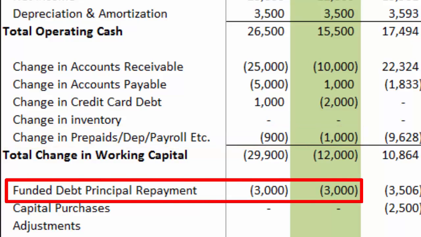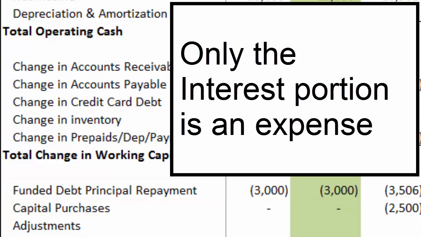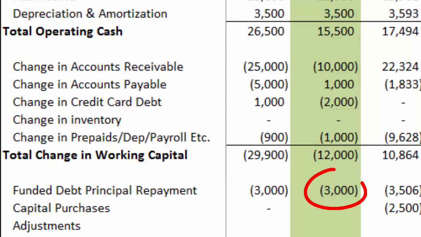Funded debt principal repayments are the principal portions of your loan payments that are not reflected on your P&L or budget. As we discussed on the Balance Sheet tab video, principal payments are not expenses to the company since you're just paying back a loan. Otherwise, you could take out a big loan and immediately pay it back and reduce your taxable income each year to zero. Only the interest portion of a loan payment is an expense. As you can see here, this person's principal payments have a $3,000 impact on his cash balance.